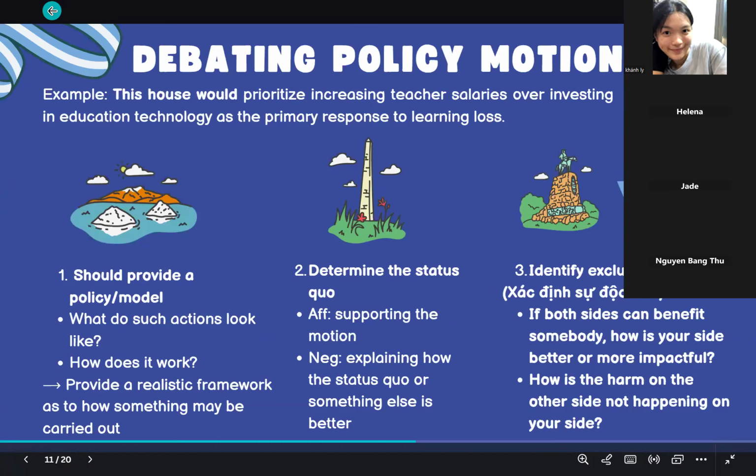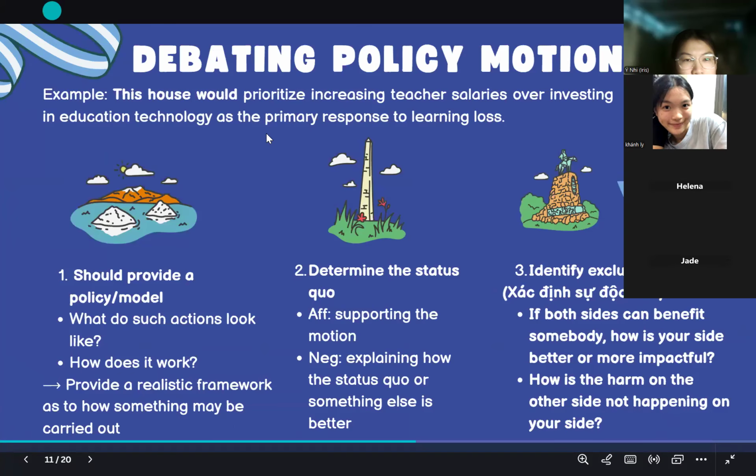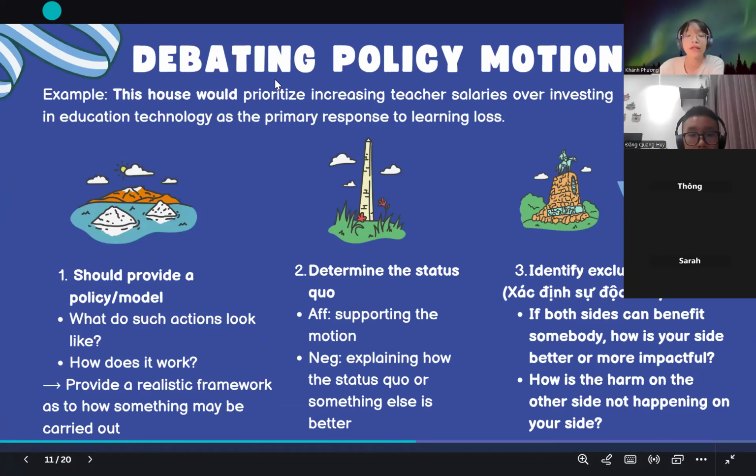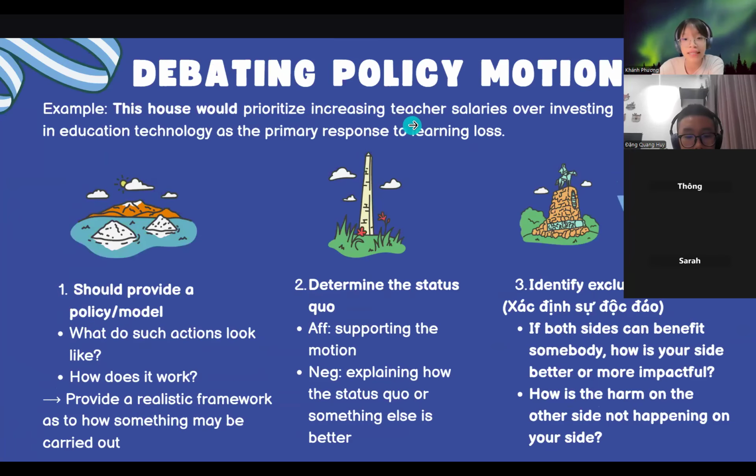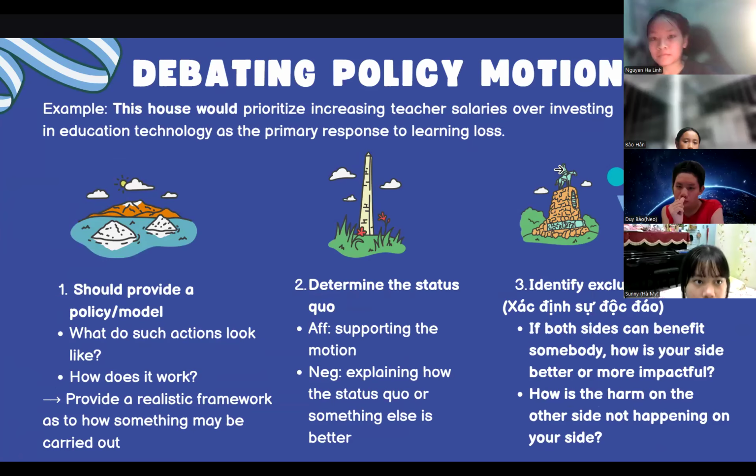Here is an example. I will take the example from the last debate, this is the motion that we had: This house would prioritize increasing teacher salaries over investing in education technology. This is also a policy motion because we would do something. We would prioritize something, right? So if we understand that this is a policy motion, here are three things we need to do.